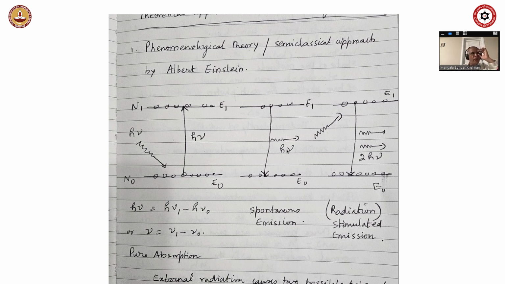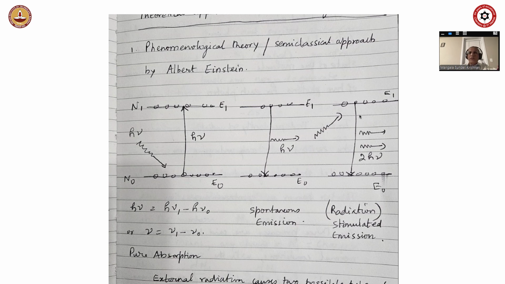Okay. So please remember, for absorption to occur, we need a large number of molecules here, and we also need radiation intensity. For spontaneous emission to occur, we don't need radiation, we only need molecules here, number of molecules, N1. And when the emission happens, radiation is emitted. The difference in energy is emitted as light.